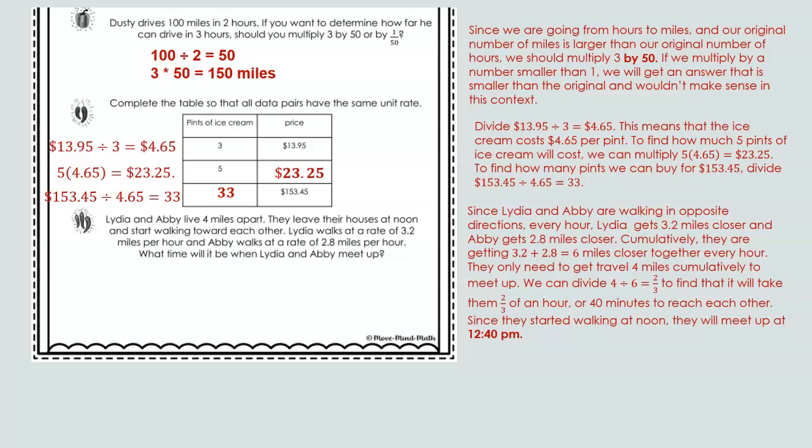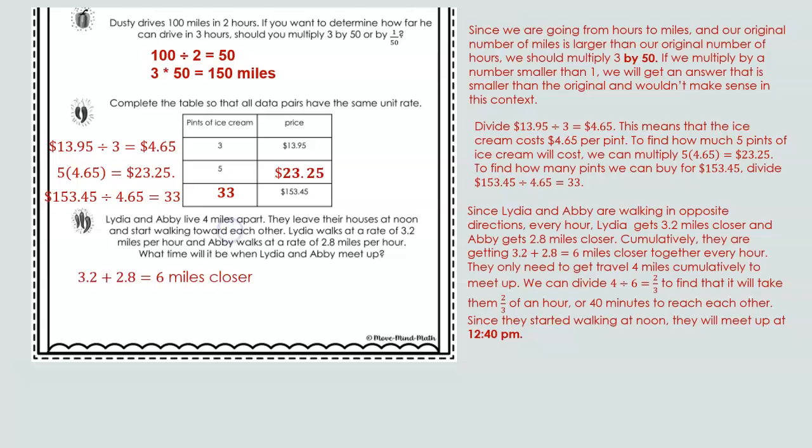Lydia and Abby live 4 miles apart. They leave their houses at noon and start walking toward each other. Lydia walks at a rate of 3.2 miles per hour and Abby walks at a rate of 2.8 miles per hour. What time will it be when Lydia and Abby meet up?